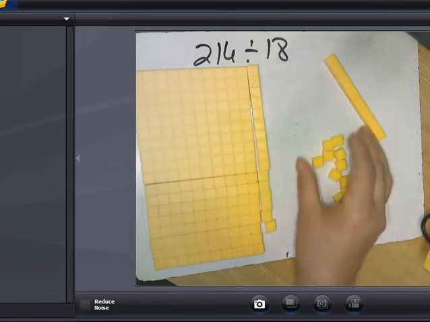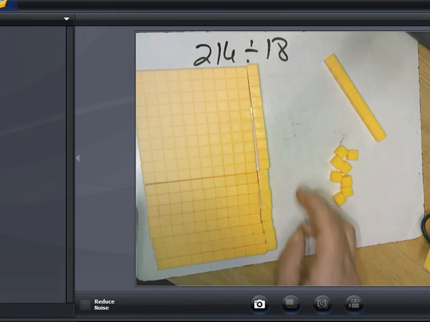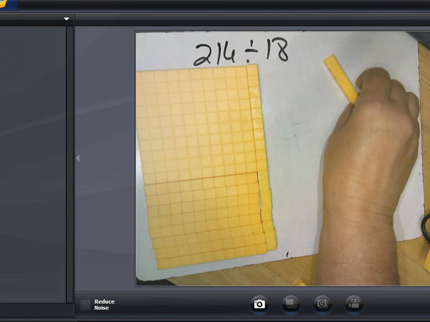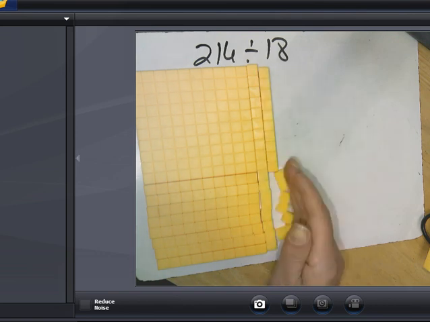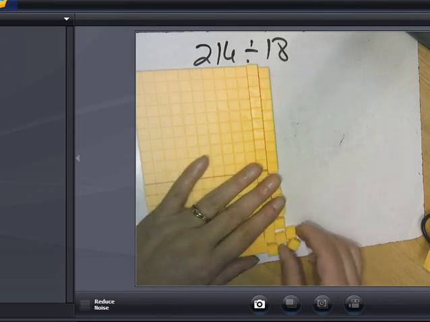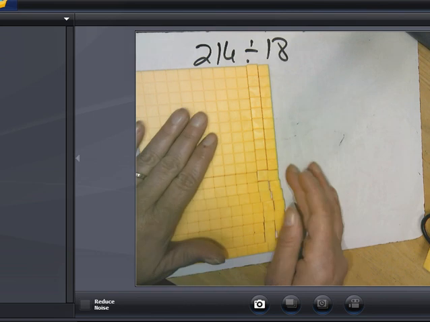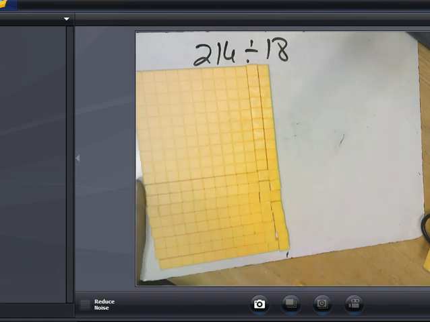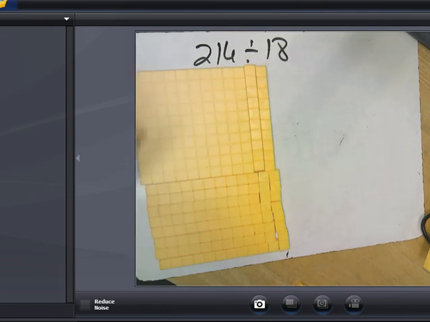Now I'm going to make my equal 18. There's one group of 18 I could make. I'm going to do another group of 18. And if I line these up, I once again have my perfect rectangle. So how many groups of 18 do I have? I know I have 10, 11, 12. So my answer is 12.